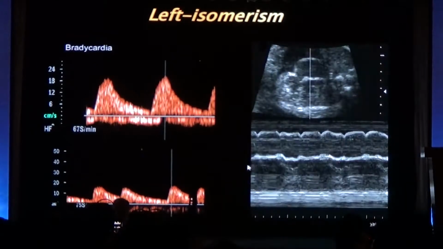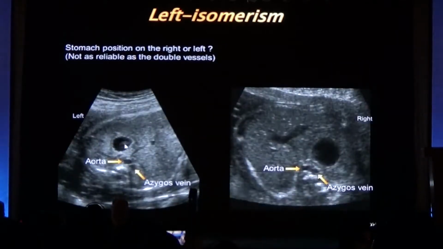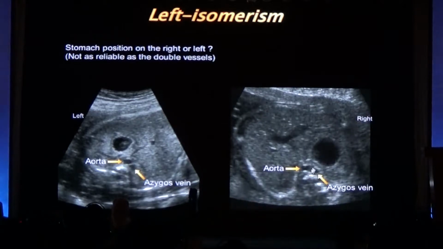The baby will have bradycardia. The liver can be symmetrical. There can be some ascites. You see the umbilical vein is entering in a straight line instead of coming with a curve. And here you can see that the stomach can be either on the left side or on the right side. The stomach is not a reliable indicator, and you can see that this stomach here is not in the normal position. The stomach should be further away, not close to the spine, like in this image here.